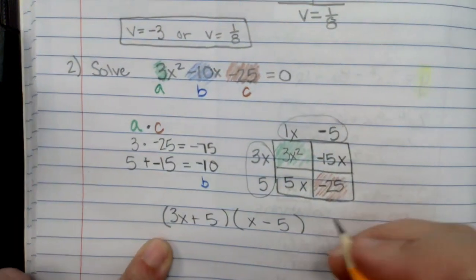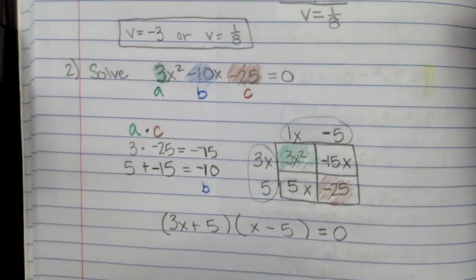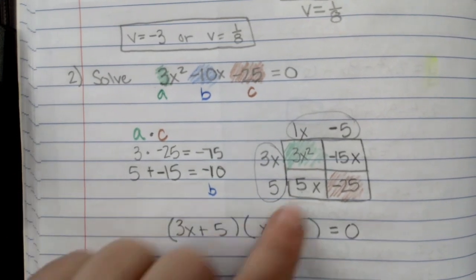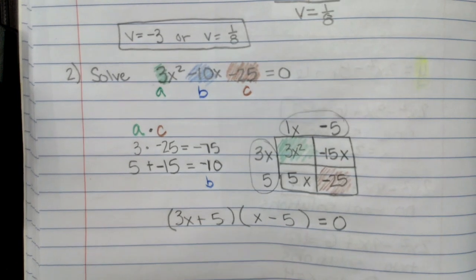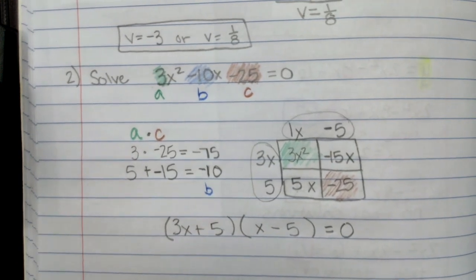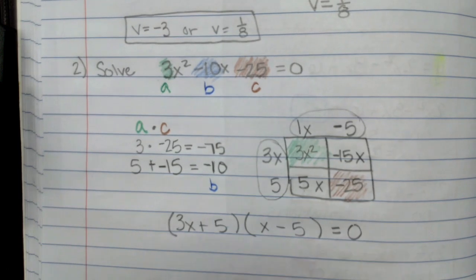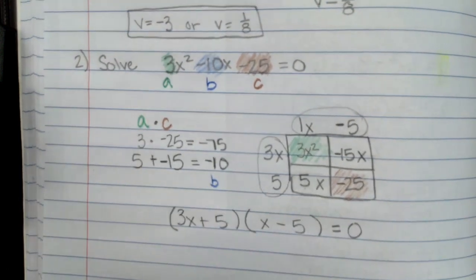So 3x plus 5 equals 0. That's our first option. And our second option is x minus 5 equals 0. Now, some people want to jump through really quick, and they want to be like, oh, that's negative 5, and that's 5. No way, Jose. Okay, we have to solve it.